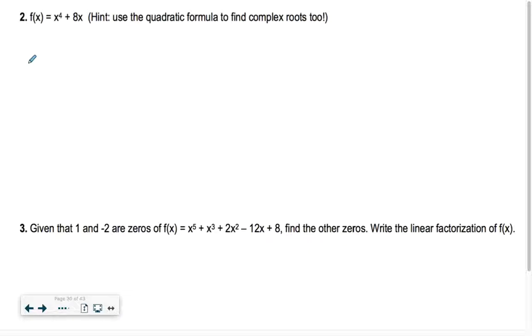So the next one says f of x equals x to the fourth plus 8x. It says use the quadratic formula to find complex roots too. It looks a little weird here. It's like, wait, how am I using the quadratic formula yet? But let's go ahead and look at it. If I factor it, I pull out the GCF of x. When I do, I get x cubed plus 8.